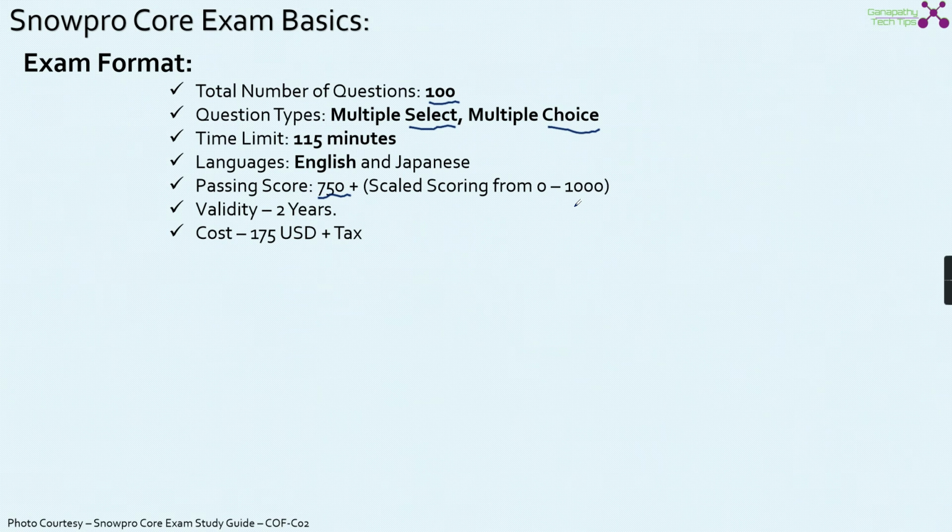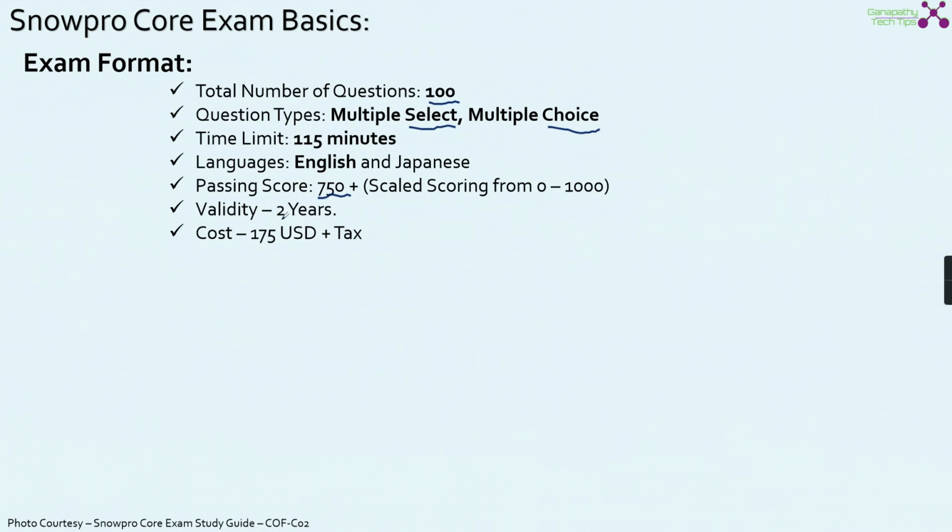Again, the scaled scoring concept itself is a completely different concept. I have a video there. I will attach the link for that video as well, on how the scaled scoring works. So we need to gain 750 plus out of 1000 in order to pass this exam. Typically, one way we can understand this is 75% and above. It's not perfectly correct, but we can assume that we need to get 75 questions out of 100 correct, then we can pass this exam.